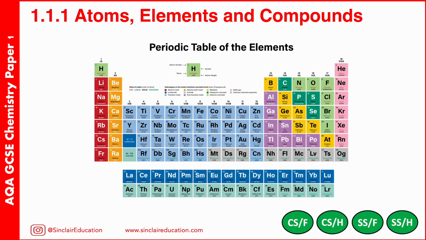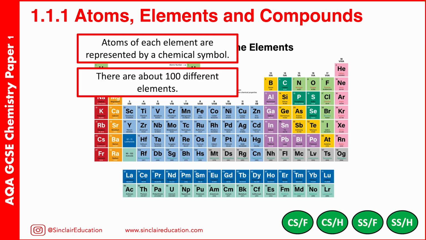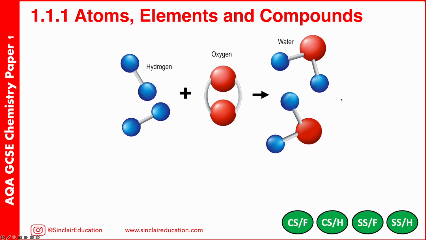Every element that exists is found on the periodic table. So every atom of every element is represented by its own chemical symbol, and you'll be given a copy of a periodic table in your exams. There are roughly around 100 of these elements on the periodic table, but if it's on this periodic table, it means it will be an element.